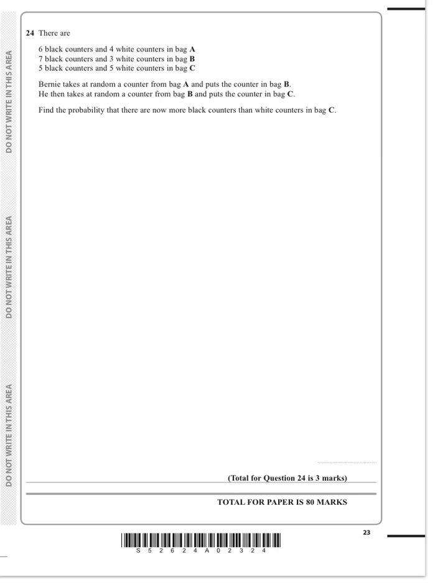Question 24. Quite a difficult probability question, and I think the best way of doing this is to label very clearly what your intentions are. So we want to go from bag A to B, and then we want to go from bag B to C, and then we want to see the result in bag C.